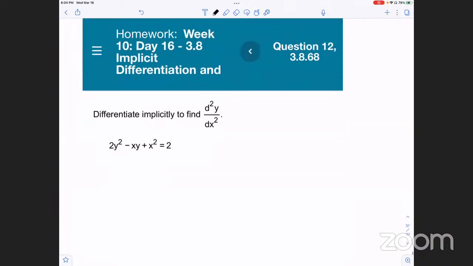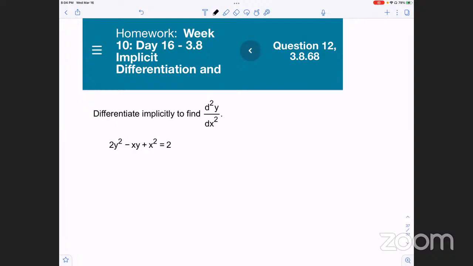So greetings, YouTube. With our last session, we were doing implicit differentiation, but we were doing the second derivative and we kind of got stuck. So I had to pause for a moment, do a little bit of research, and let's just try it again. We're going to try another one. So we want to differentiate this implicitly to find a second derivative.